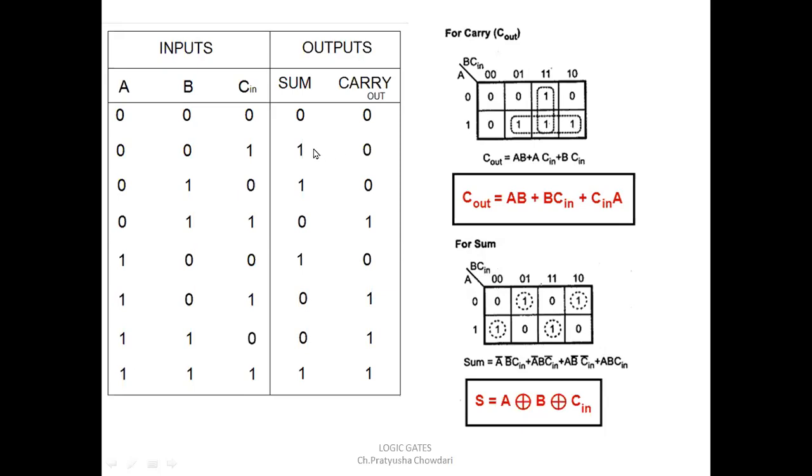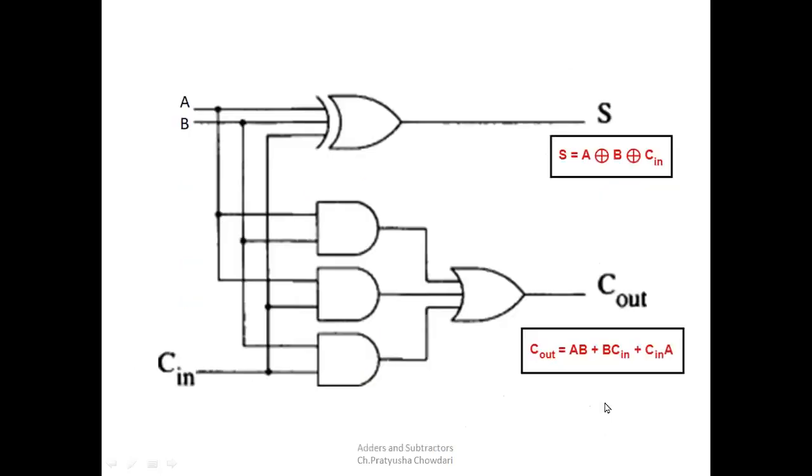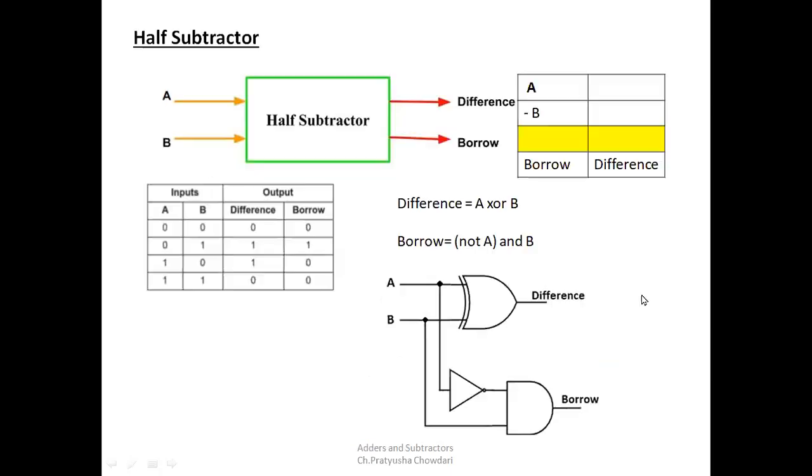And for sum, you represent the same way. There are no combinations at all. So my sum expression is A bar B bar C in plus A bar B C in bar plus A B bar C in bar plus A B C in. If I simplify the expression, it is A XOR B XOR C in. So this is the logic diagram for the full adder. Sum is equal to A XOR B XOR C in, and carry out is AB, that is the first AND gate. Then A C in, and B C in from this. So all these three product terms are summed together to get carry out.